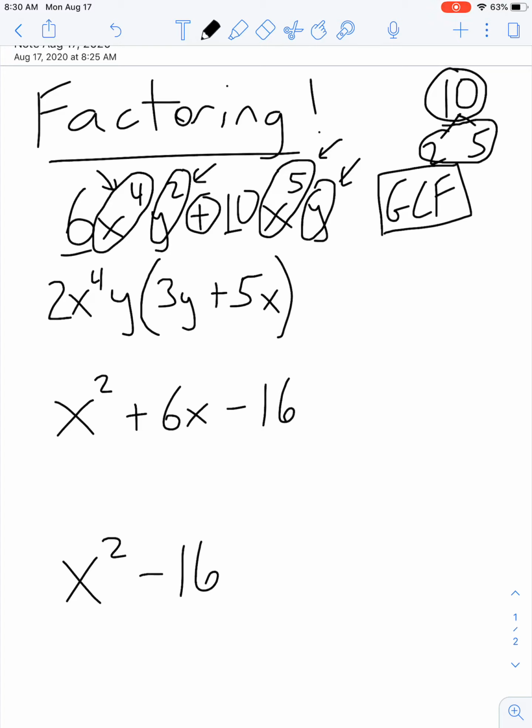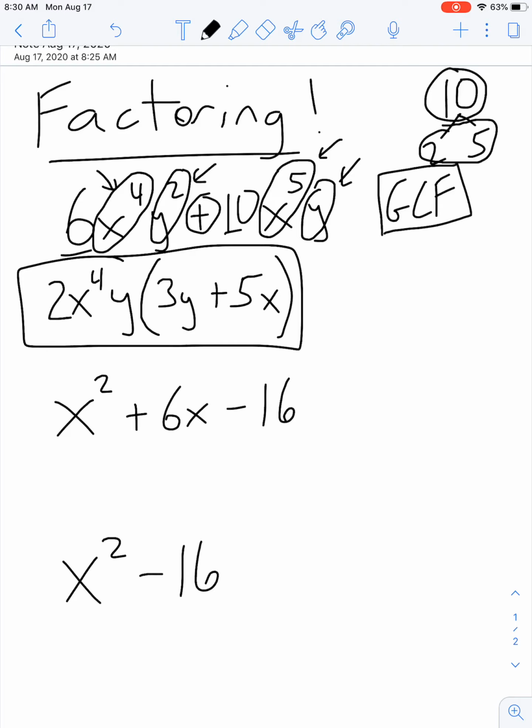And it's a very quick check. You don't have to check, but it is a very quick check. If you would distribute 2x to the 4th y inside the parentheses, you should get back to where you started. And if I do that, I would get 6x to the 4th y squared, and then 10x to the 5th y. It would work out. And that's my answer.